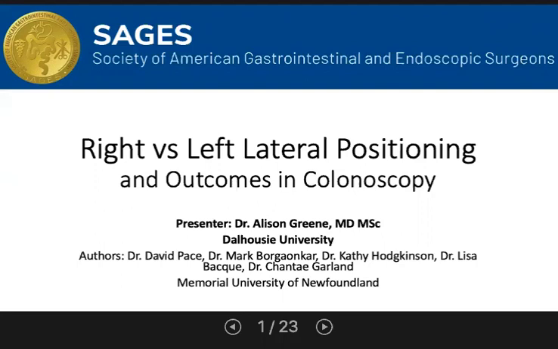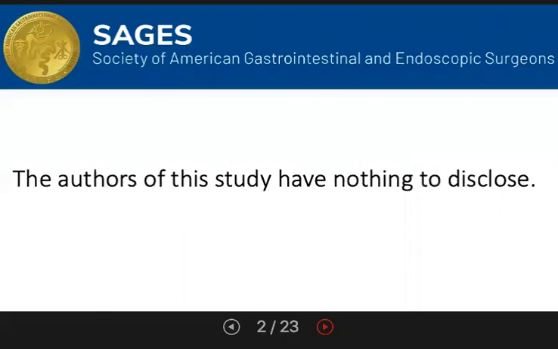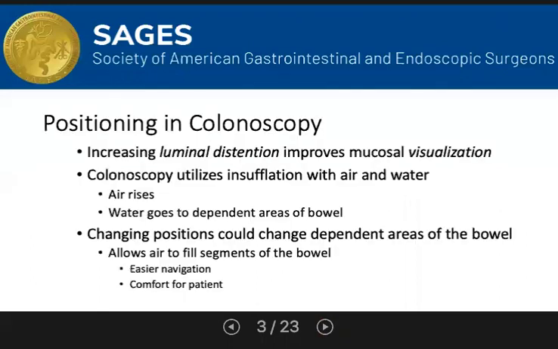My abstract is titled, A Randomized Controlled Trial Comparing Right and Left Lateral Starting Position and Outcomes in Colonoscopy. The authors of this study have nothing to disclose.